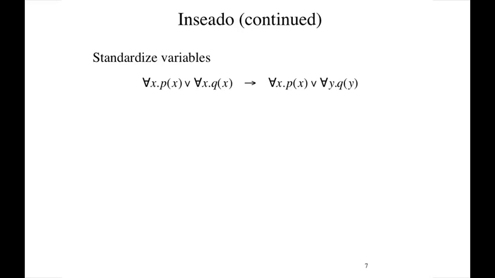In the third step, standardize variables, we rename variables so that each quantifier has a unique variable. That is, the same variable is not quantified more than once within the same sentence. For example, in the case shown here, we rename the variable x in the second disjunct to y.